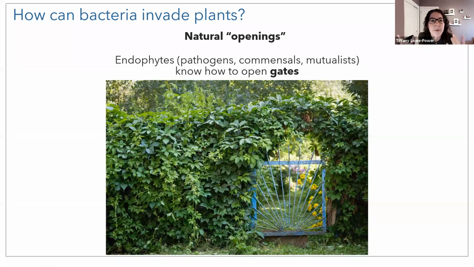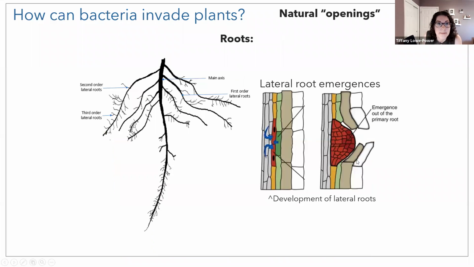Okay, so when I think about natural openings for plants, they aren't just complete openings. I like to think of them as gated openings. These openings are not defenseless. Plants have a lot of ways to keep most bacteria from being able to enter. But there are some gates that clever pathogens know how to open. And these gates can be locked, or maybe they're just small openings in the more strong physical defenses that plants have.